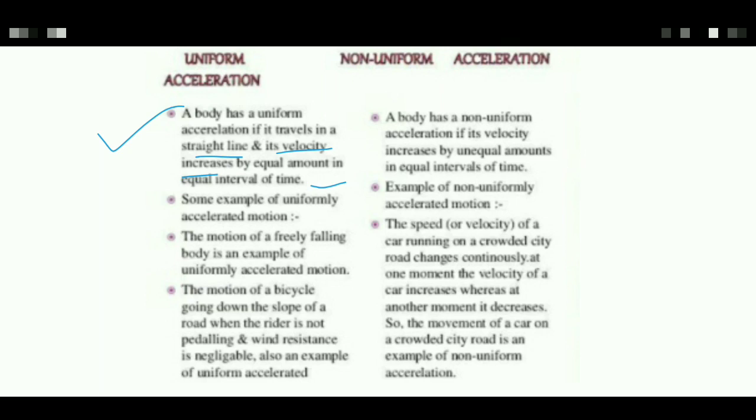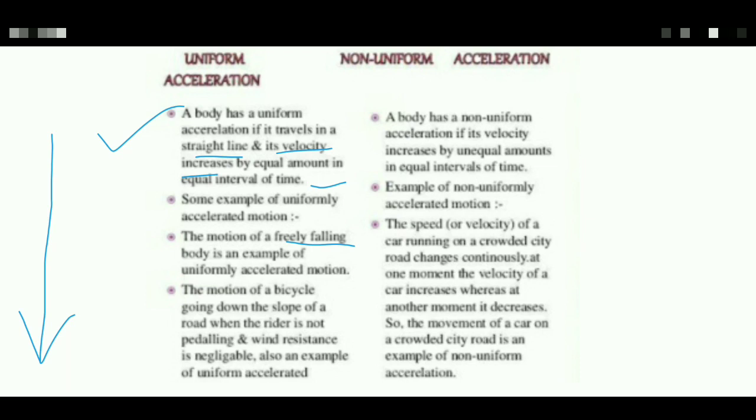Some examples of uniformly accelerated motion are the motion of a freely falling object. When an object falls freely, it is an example of uniform acceleration. Why? Because it is going in a straight line and it is constantly accelerated. As it goes closer to earth, the force of attraction of earth increases, so the speed at which the object is falling down will constantly increase.